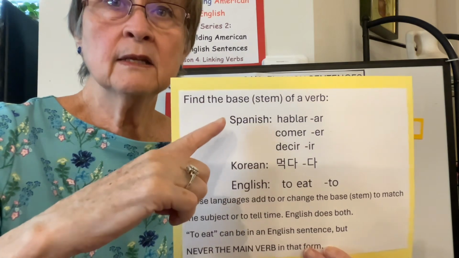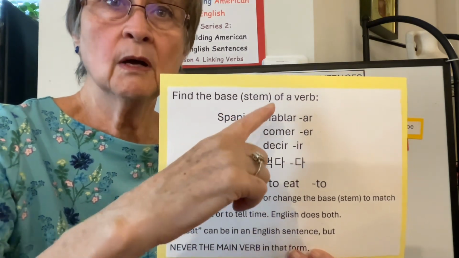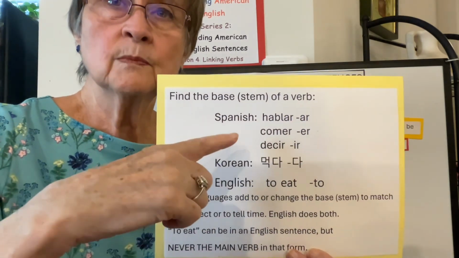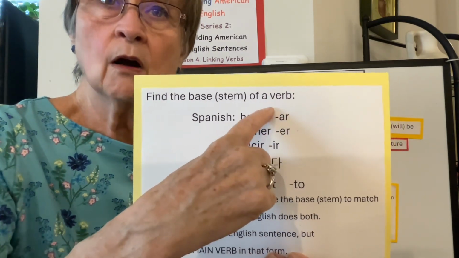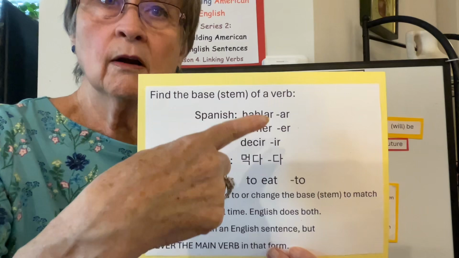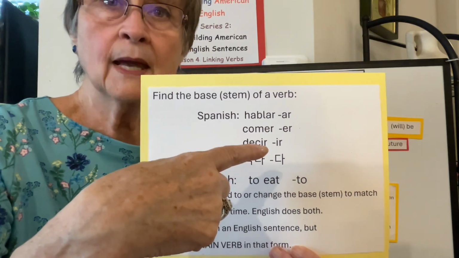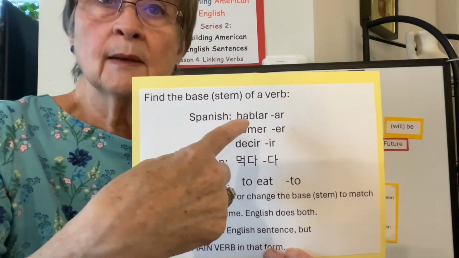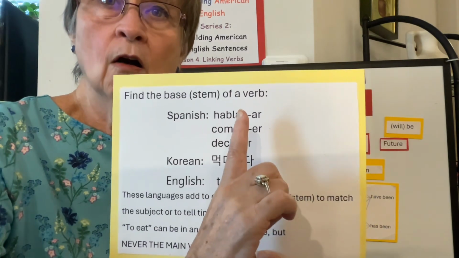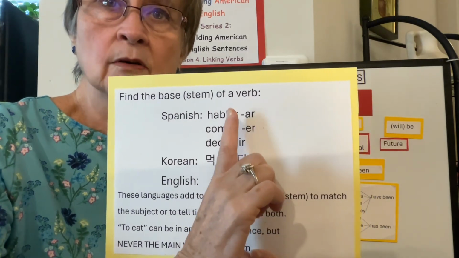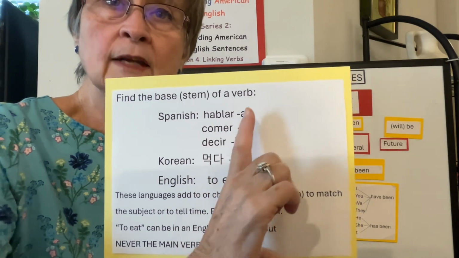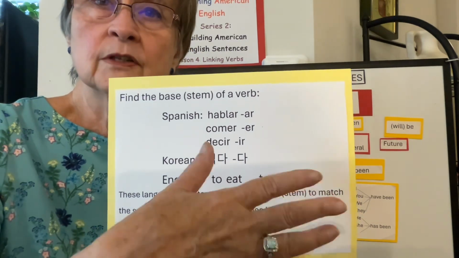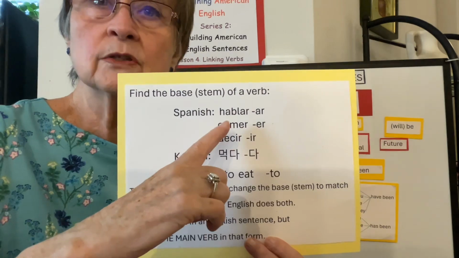If you find the base or the stem of a verb in Spanish, you would do this: hablar, to speak. You take off the AR. Now, there are AR, ER, IR verbs in Spanish. So this is an example of an AR verb. You take the AR off, minus the AR, and you have HABL, and then you add to that to make it fit the sentence. If you look in the dictionary, you're going to see hablar.